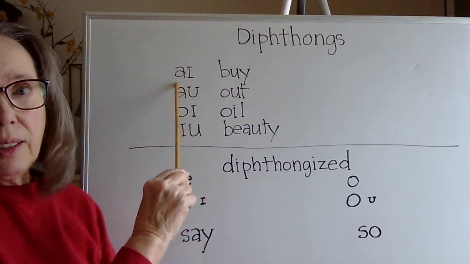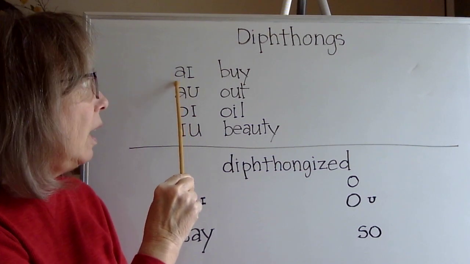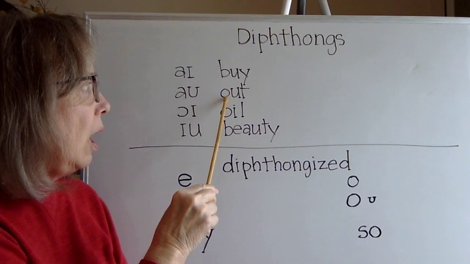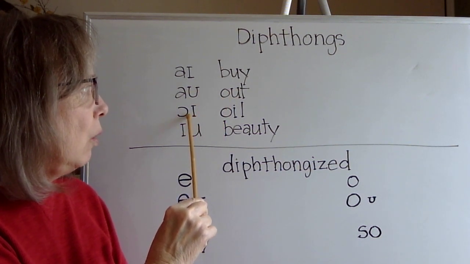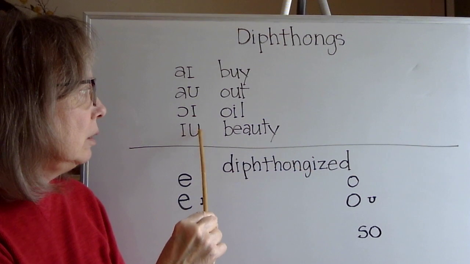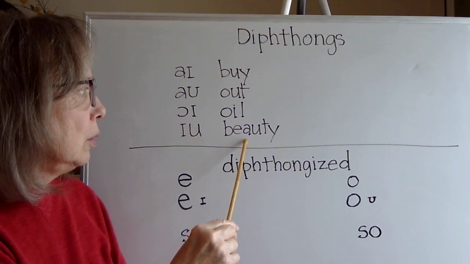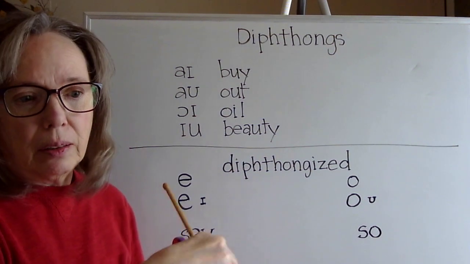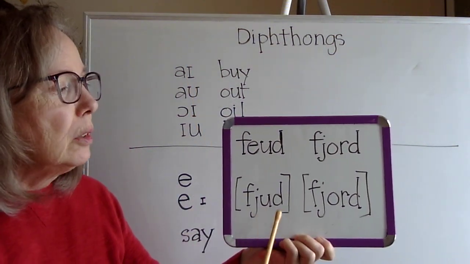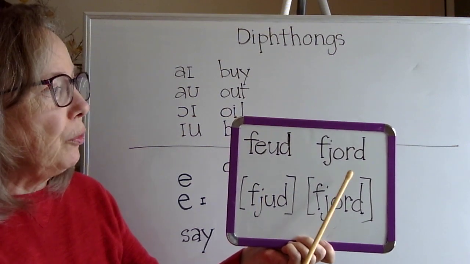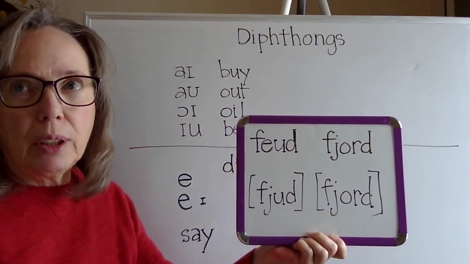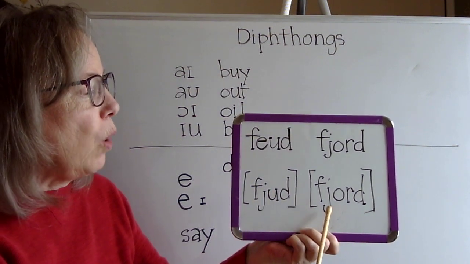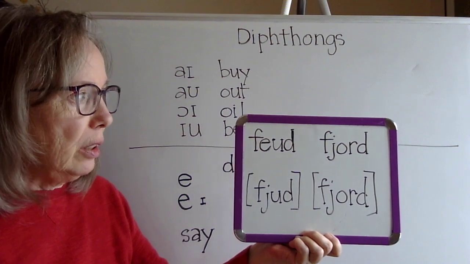Here we have some English diphthongs: I, by, ow, out, oi, oil, oo, beauty. You might think that we have this as a diphthong, feud and fjord, but we don't really count this as a diphthong because this is a Y sound, fjord, feud.